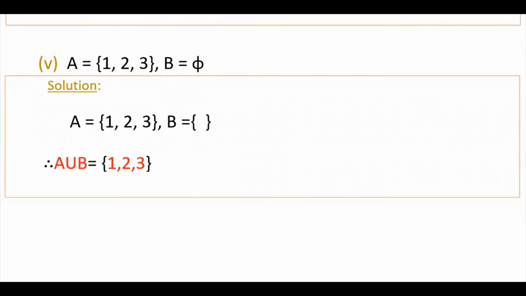And next one, A is equal to 1, 2, 3 and B is equal to an empty set. So here empty set means there are no elements in that set. So we know that A union B is equal to, if you union with an empty set, you will get the same set. So A union B is equal to 1, 2, 3.